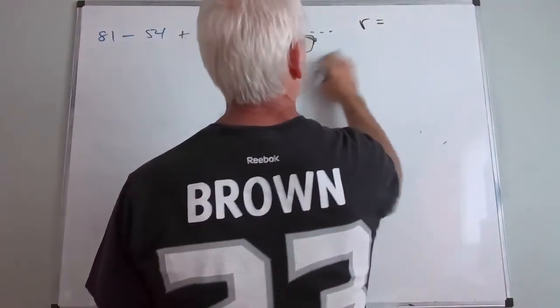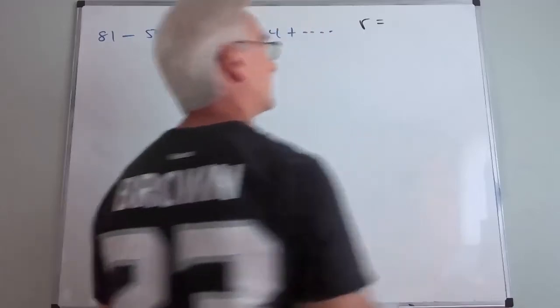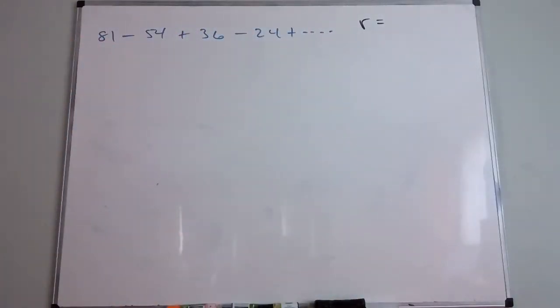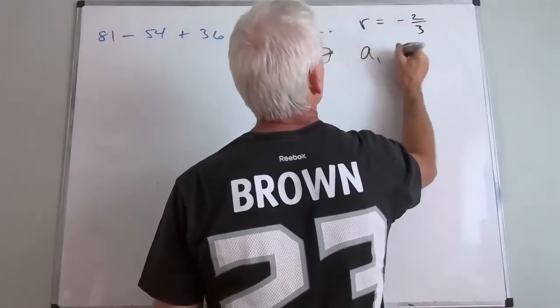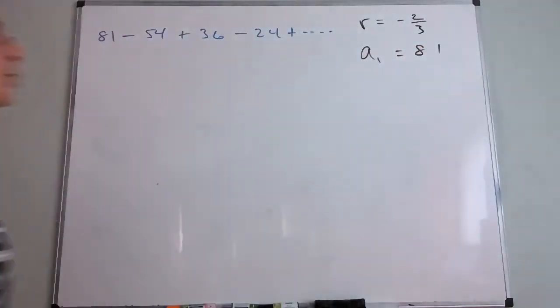Just said it. What's the R? Negative 2/3. And what's my first term? 81. Do we have enough information now to determine what this sum will add up to?